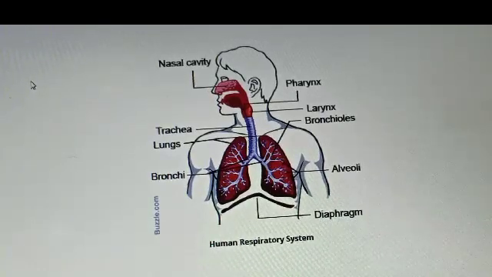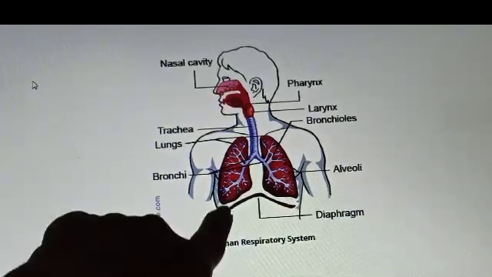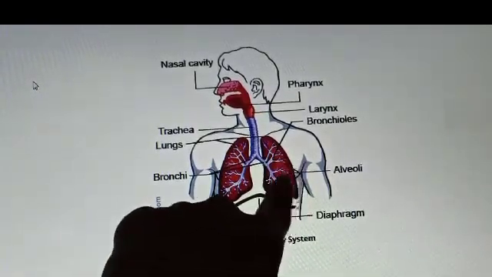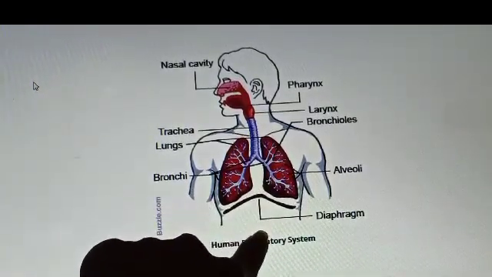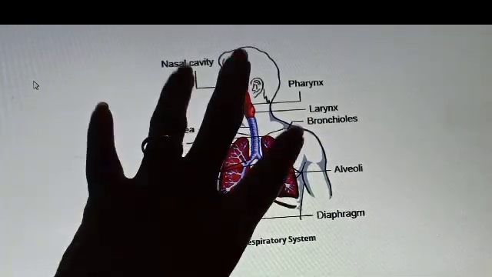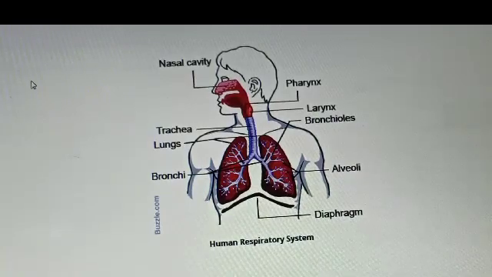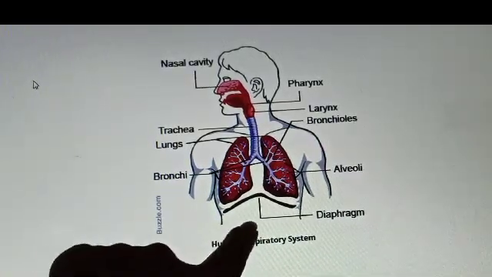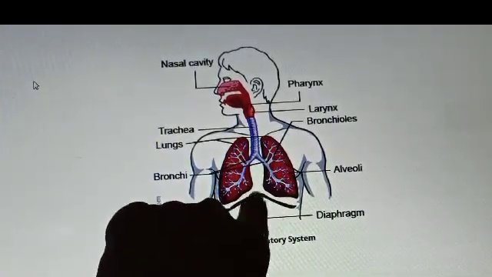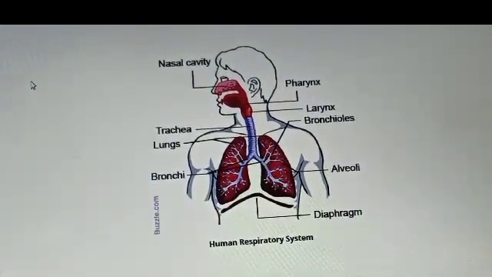During the inhale process, this diaphragm comes to the lower side, so the gas gets enough space to come inside. While in the exhale, this diaphragm goes upside. So this way the breathing process occurs.